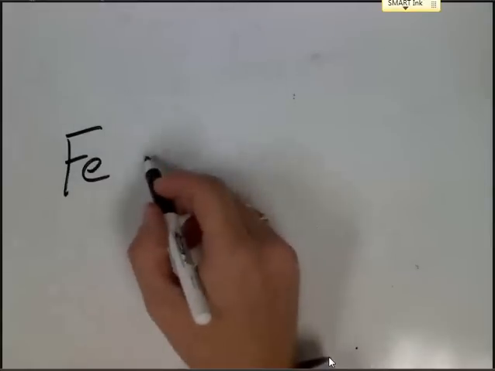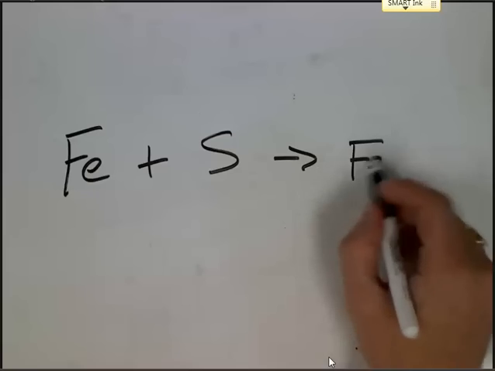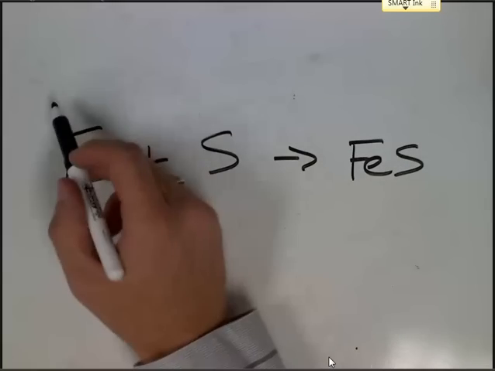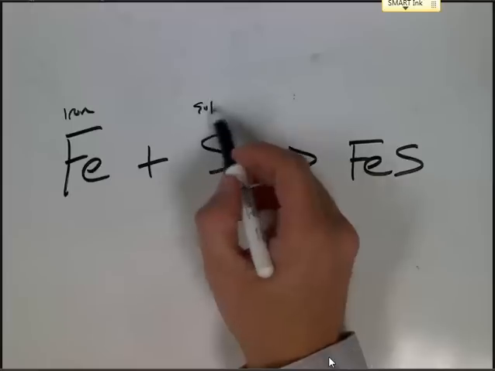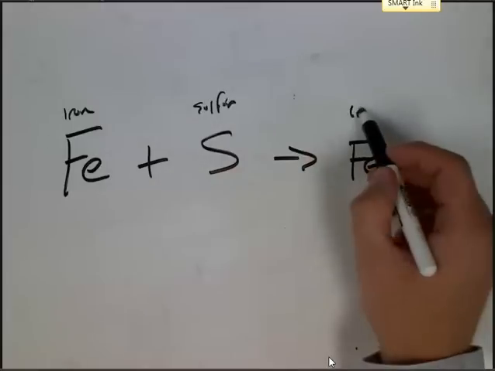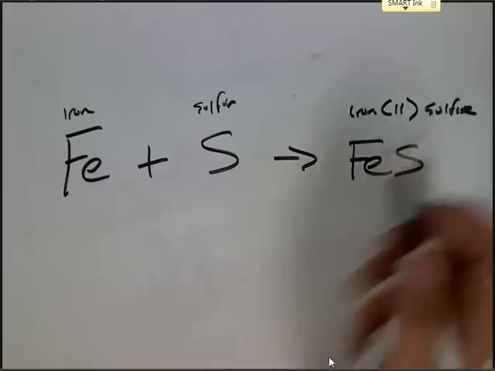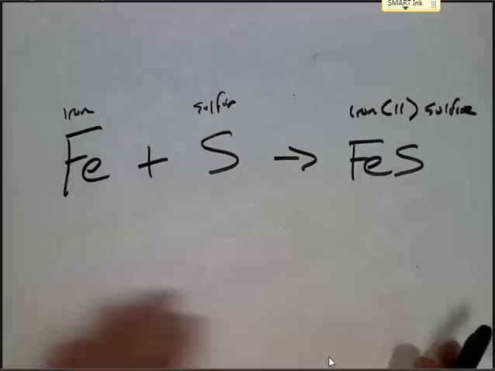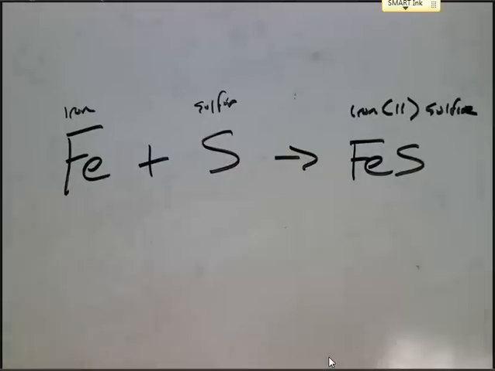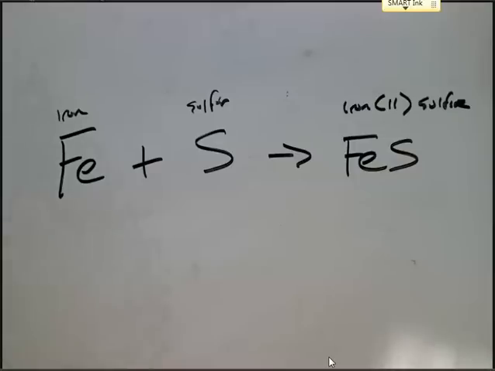This one: Fe plus S yields FeS. If we want to go back to our bonding and naming unit, that's iron, this is sulfur, and this would be iron, figure out the charge, iron 2 sulfide. Now, all of that is kind of superfluous to what we're doing right now, because what we're doing right now is balancing. What does balancing mean? It means we need the same number of atoms of each kind on both sides of the equation.